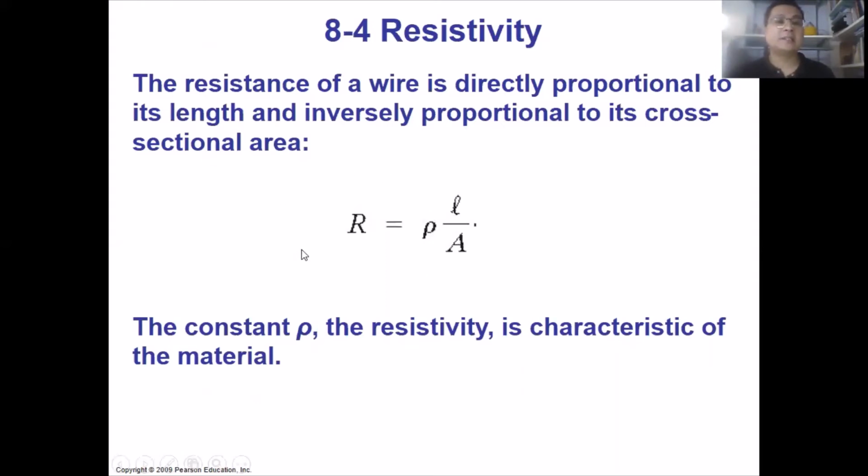So actually, resistance will be increased by increasing the length, L. But it will have higher performance if the area is higher. So area is opposite to the resistance, but resistance is proportional to the length. The constant rho, the resistivity, is characterized by the material. So rho is contributed by the material type. If it is a different material, the resistivity is different.